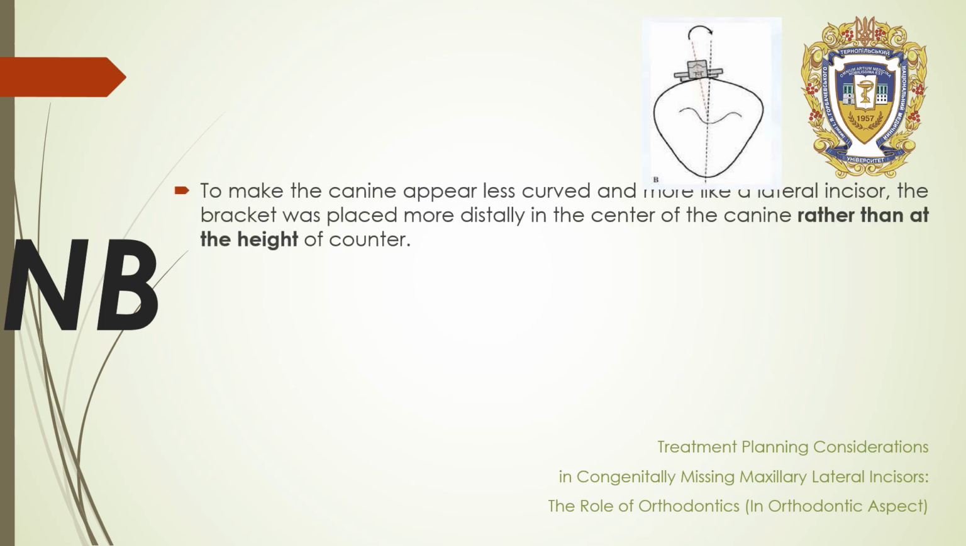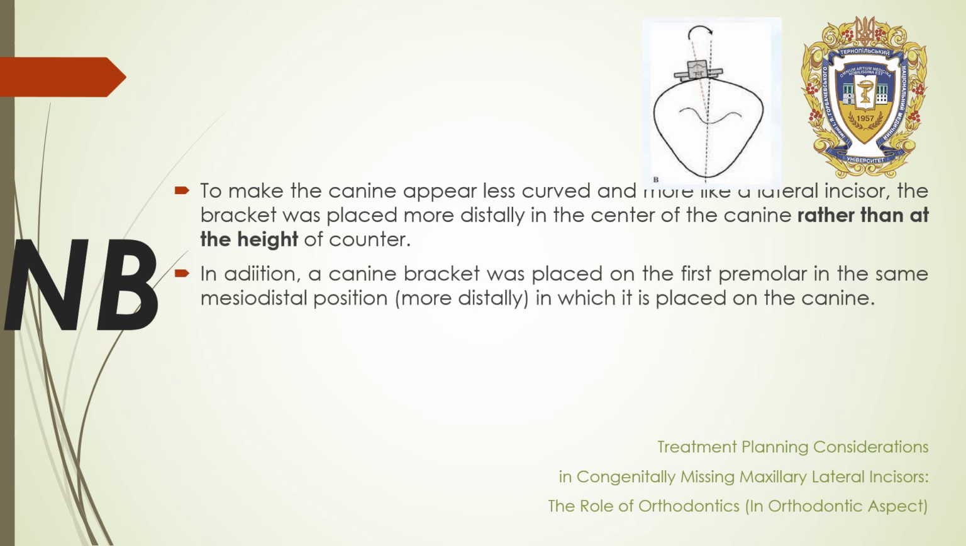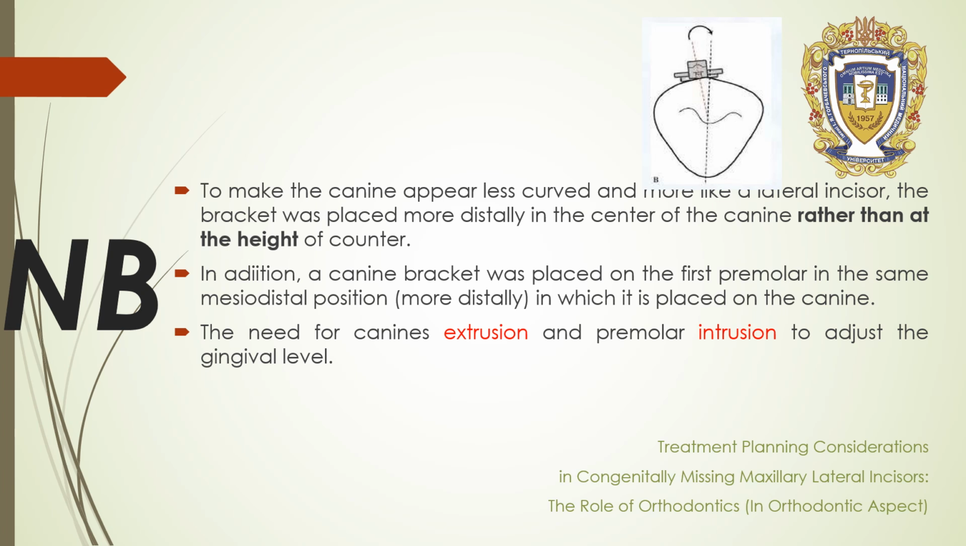To make the canine appear less curved and more like a lateral incisor, the bracket was placed more distally, in the center of the canine rather than at the height of contour. In addition, a canine bracket was placed on the first premolar in the same mesiodistal position, more distally, in which it is placed on the canine. There is a need for canine extrusion and premolar intrusion to adjust the gingival level.